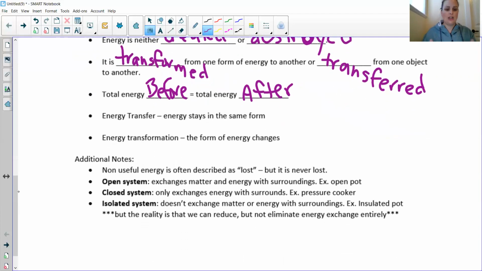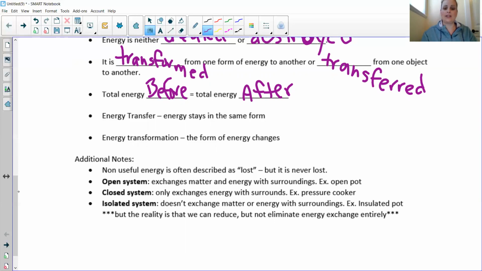Some additional notes: non-useful energy is often described as lost, but it's never lost. It usually just turns into heat, or is lost in friction and transformed into heat. An open system exchanges matter and energy with its surroundings. So if you were to keep the pot lid off, all that heat that's going on inside gets transferred to the environment around it, so it doesn't stay inside, which is why it takes longer to boil a pot of water if it doesn't have a lid on.